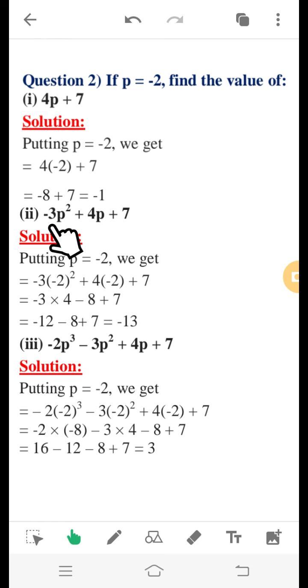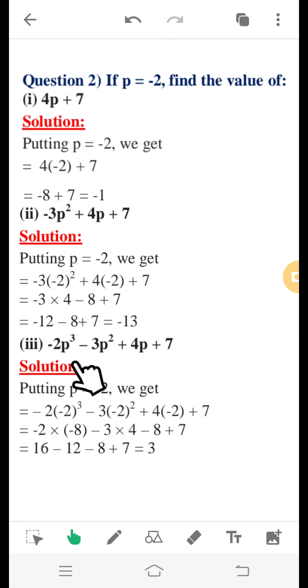Second one, minus 3p square plus 4p plus 7. Putting p is equal to minus 2, we get minus 3 into bracket minus 2 square plus 4 into bracket minus 2 plus 7. 2 2s are 4, so it's minus 3 multiply 4. 4 2s are 8, so it's minus 8 plus 7. Now 3 4s are 12, so it's minus 12 minus 8 plus 7. Minus 12 minus 8, it's minus 20. Minus 20 plus 7, so it's minus 13.